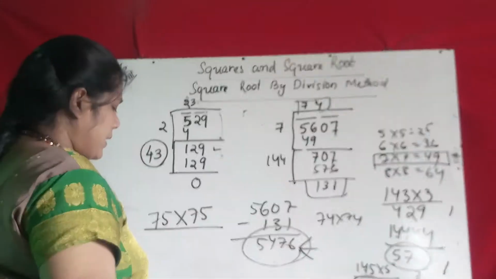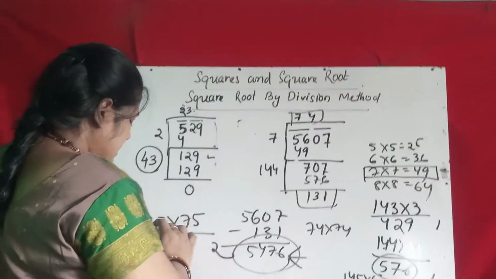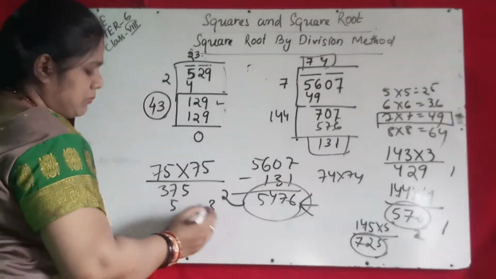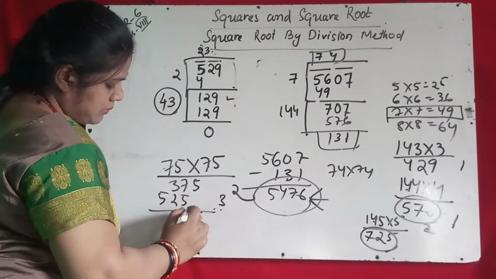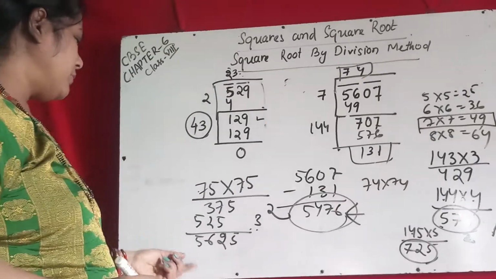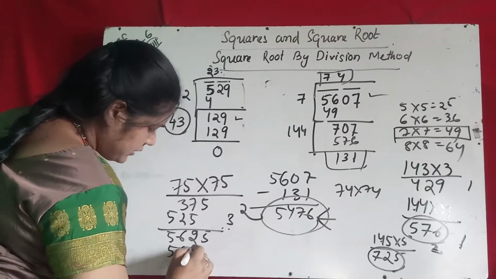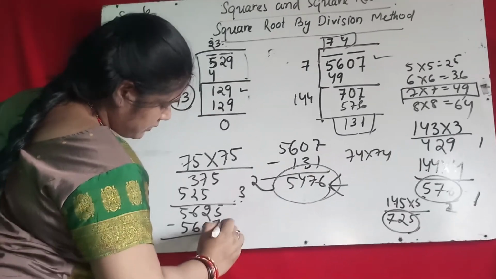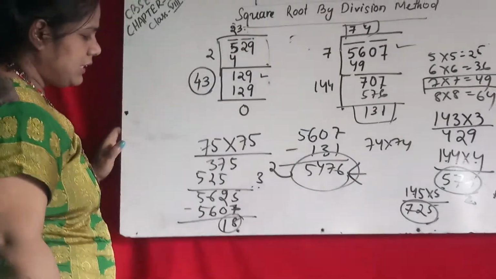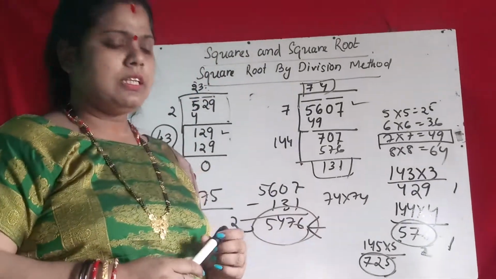You find this square. 5 5 is 25. 5 7 is 35, plus 2 is 37. 7 5 is 35. 7 7 is 49. 50, 51, 52. So 5625 is a perfect square. So your given number is 5607. 18 must be added to get a perfect square. 131 must be subtracted to get a perfect square.